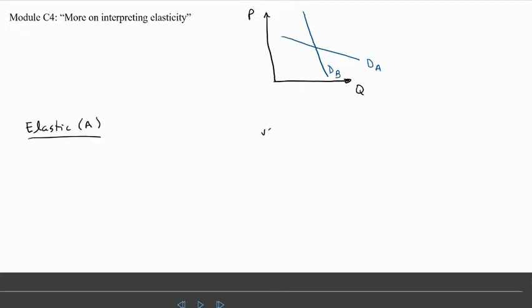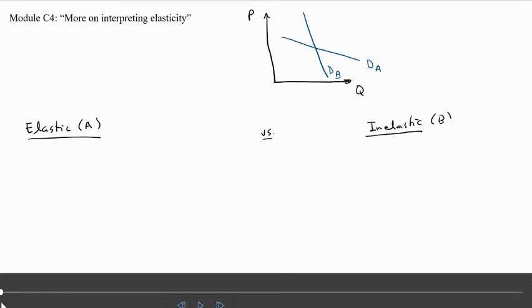Let's visualize two demand curves, D sub A and D sub B. Focusing just on the point where they intersect, the price and quantity are the same, but the response to a change in price would be different, with obviously a greater change in the quantity purchased with D sub A compared to D sub B, meaning that A is going to be an elastic demand relative to B, which has a relatively inelastic price elasticity.